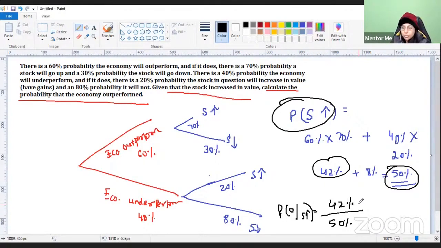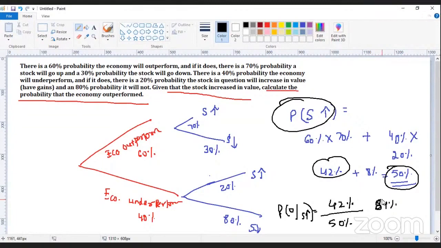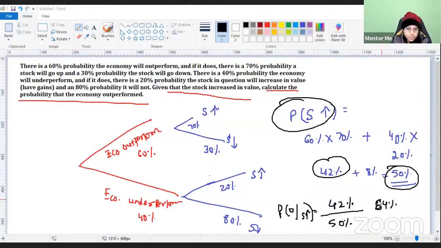When you calculate it, what do we get? 84%. Okay. 84. I'm also getting 84%. So there is a probability of 84% that the economy must have outperformed given that the stock prices have risen.